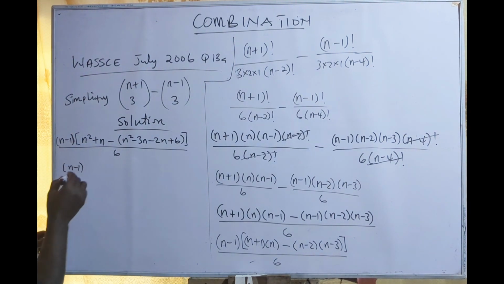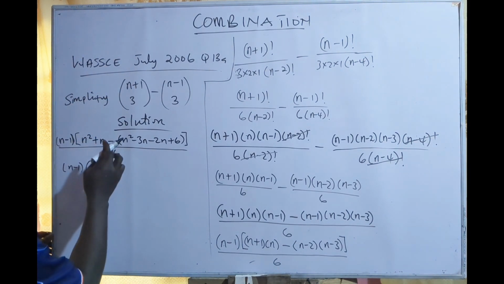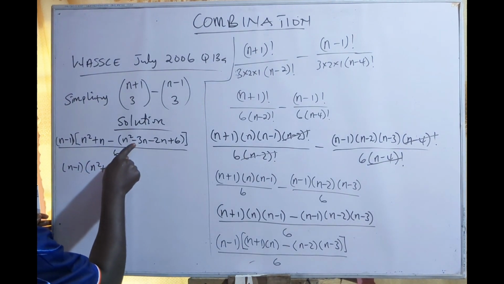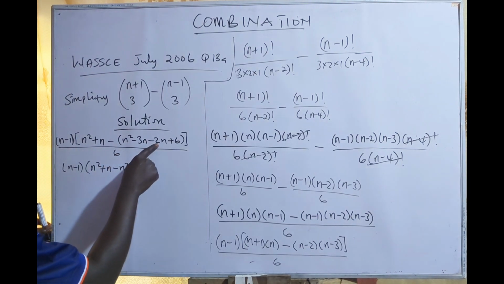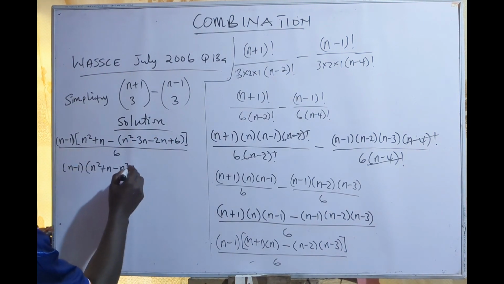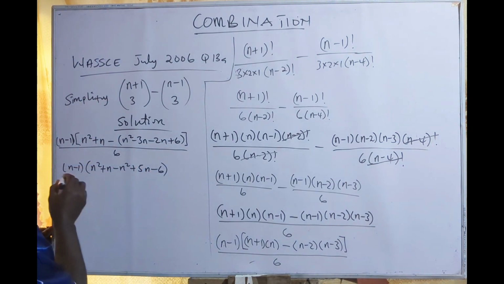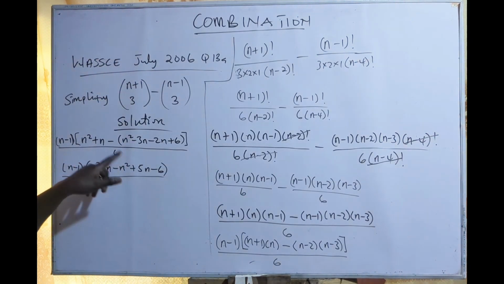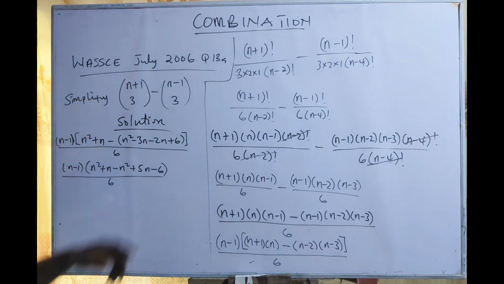I have n minus 1 out, then n square plus n. This will give me minus n square. Alright, so when I remove the brackets, this is minus 3n minus 2n, and that is minus 5n. So that will become minus 5n, minus 1 will be plus 5n, minus times minus will be plus 6. All over 6. Okay, so n square minus n square cancels, minus 3 minus 2 will be minus 5n, so minus minus will be plus 5n, and then plus 6.